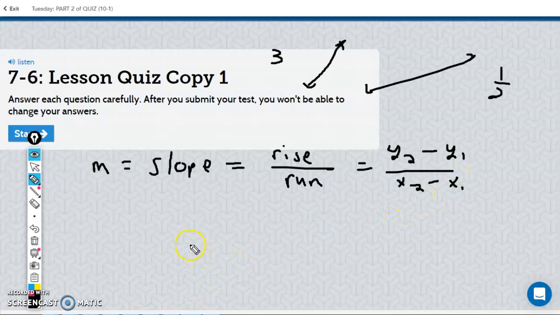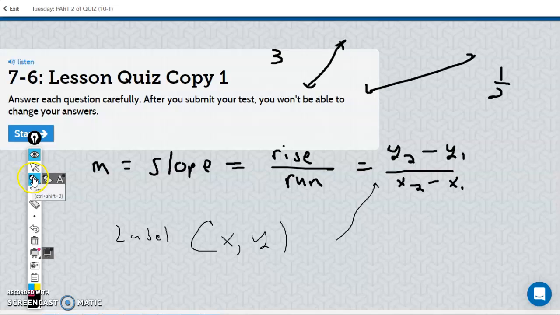Now, if you are labeling a point, make sure you label it x, then y. This is for labeling a point. But when you go and do the formula, you see the y's are on the top. So that makes a difference. Just be careful there, that you have the y's on the top all the time in the formula, but you label your points x, y.